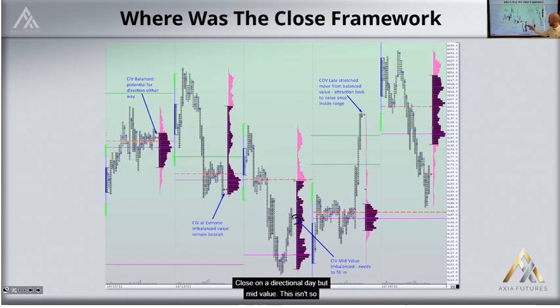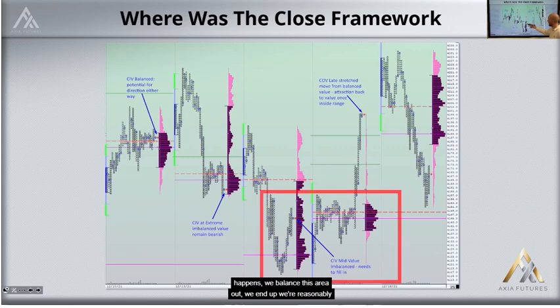Close on a directional day but mid-value. This isn't so convincing and would imply that we're not convinced on the move down, and this may well need to balance out, which is what happens. We balance this area out, we end up with a reasonably muted type day, which initially produces a rather balanced looking day. That makes a fair bit of sense.